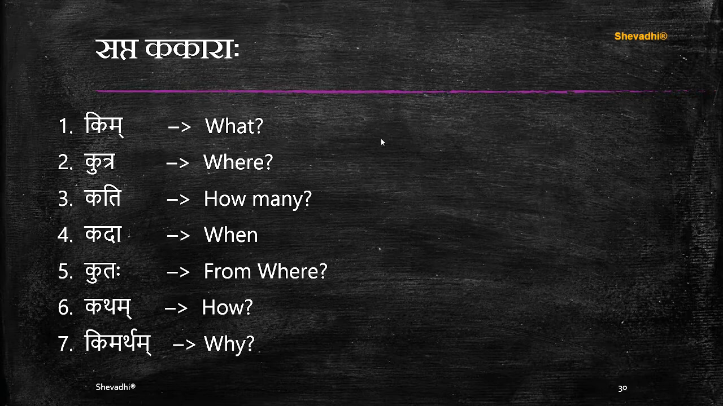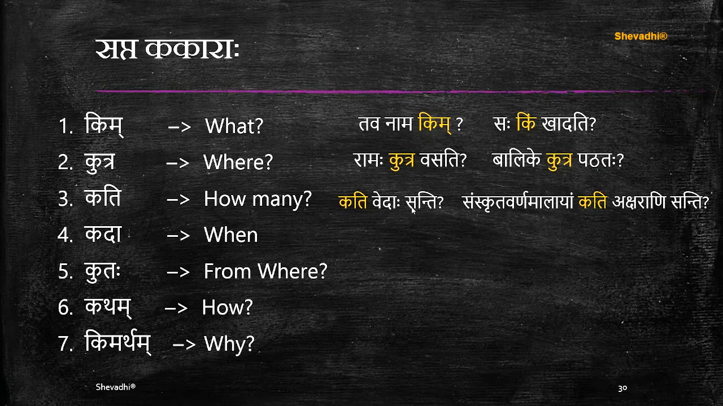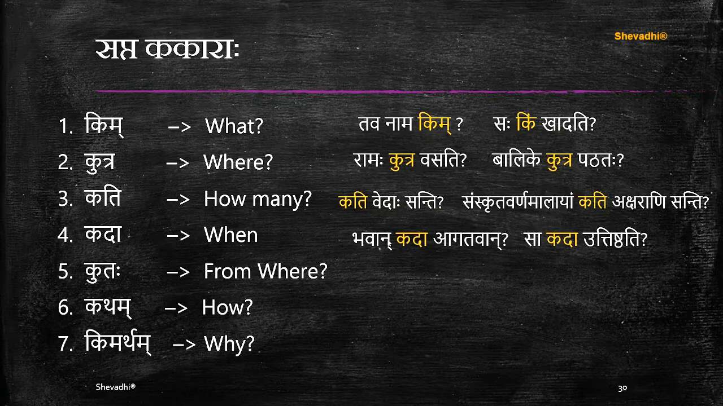किं, what? तव नाम किं? सः किं खादति? So these are different types of questions that you can ask. Kim is for what. Kutra means where. रामः कुत्र वसति? बालिके कुत्र पठतः? कति means how many. कति वेदाः सन्ति? संस्कृतवर्णमालायां कति अक्षराणि सन्ति? So kati means how many. These are sample sentences. कदा means when. भवान् कदा आगतवान्? सा कदा उत्तिष्ठति?